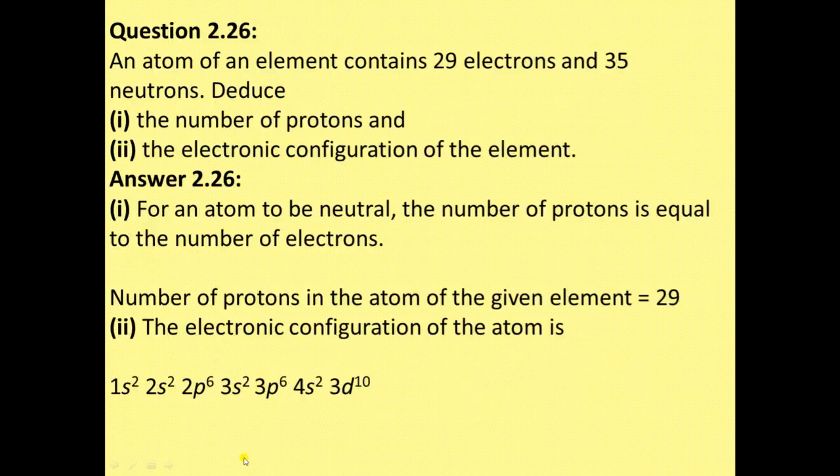Now question number 26. An atom of an element contains 29 electrons and 35 neutrons. Deduce the number of protons and electronic configuration of the element. Now we will do this part in coming lecture. In first part, for an atom to be neutral, the number of protons is equal to the number of electrons. So that means number of protons is 29.